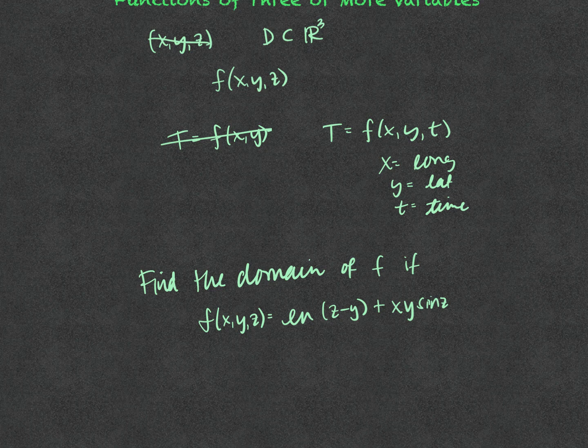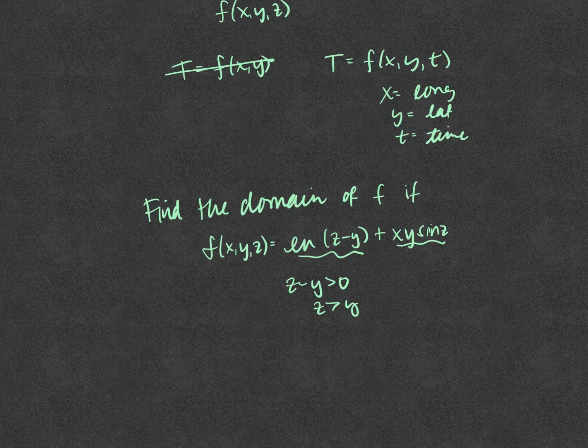All right, so when you consider the domain, start off with the fact that we're in 3 space, so that's important to note. And when we look at the natural log of this, we know that z minus y has to be greater than 0, so z has to be greater than y. And this domain is unrestricted. Therefore, our domain equals the set of x, y, z in R3 such that z is greater than y.